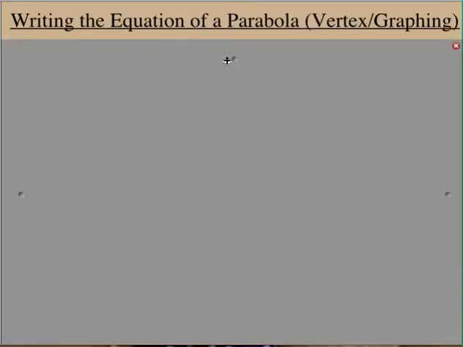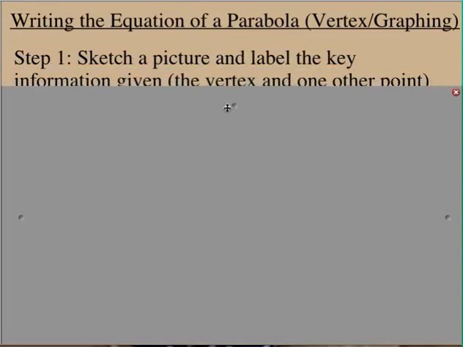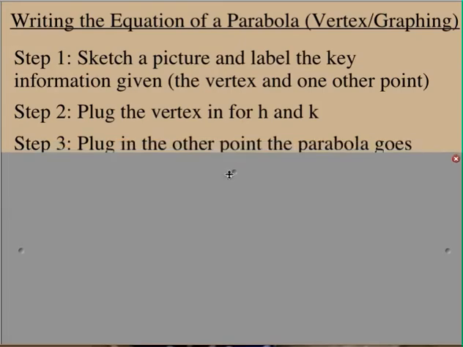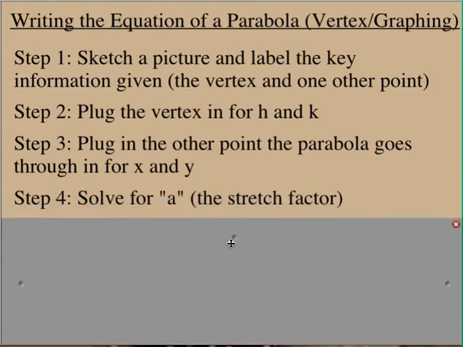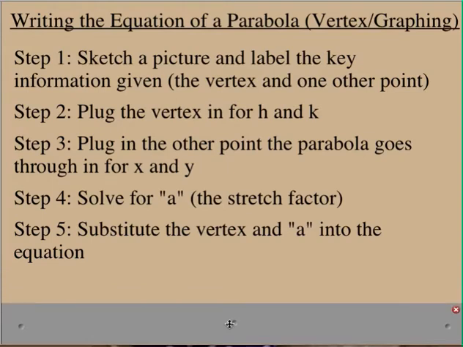So writing the equation of a parabola in vertex or graphing form. So the very first thing, this is when you're given a word problem. In order to figure out the equation, you want to first sketch a picture and then label the key information. And the key information would be the vertex and one other point. The second step would be to plug the vertex in for h and k. The third step, plug in the other point the parabola goes through in for x and y. Step 4 would be to solve for a, your stretch factor. Step 5 would be substitute the vertex and a into the equation. And then this would be your equation that you use to answer any questions about the problem.